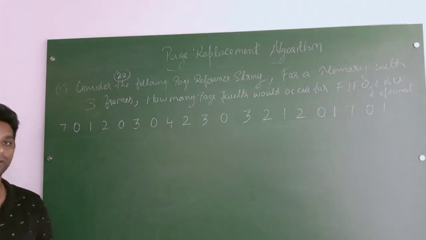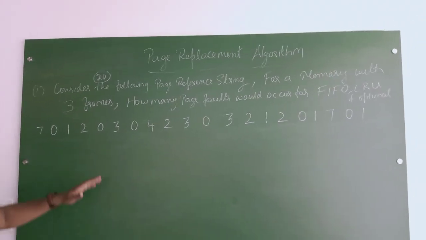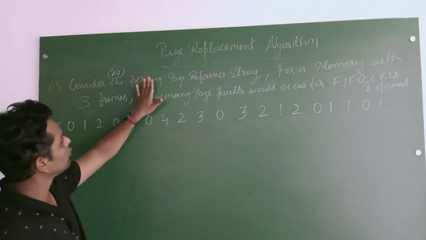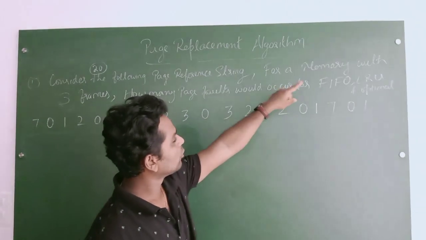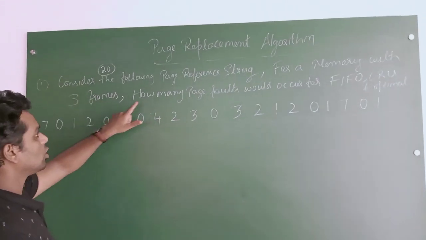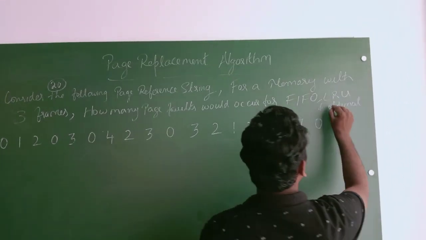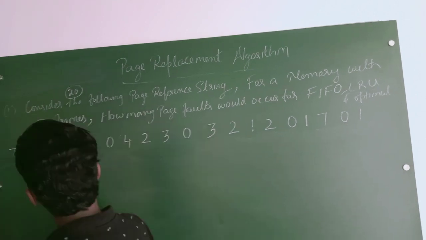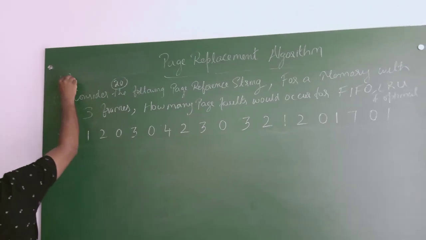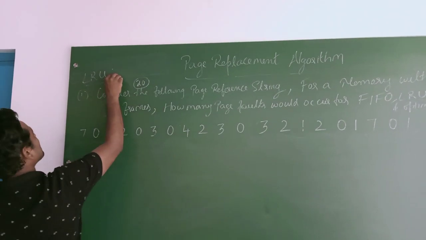Hello guys, we'll go with the second algorithm. Okay, same problem. Consider the following page reference string for a memory with 3 frames. How many page faults would occur? We'll discuss now LRU. What do you mean by LRU? It is nothing but least recently used.